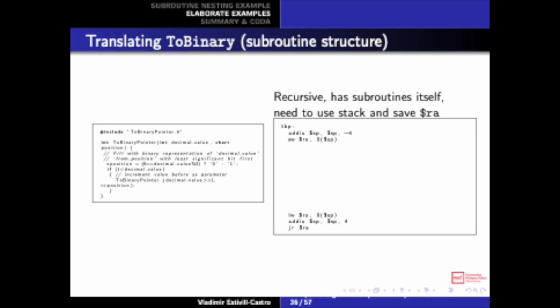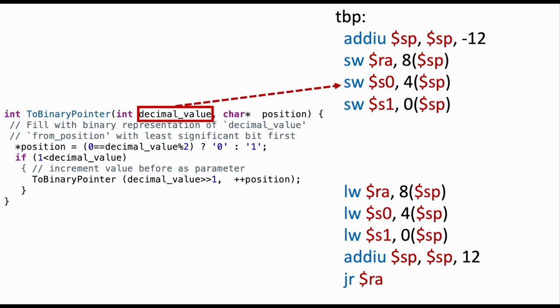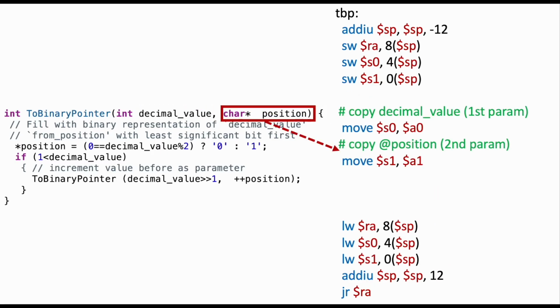The assembly version of the conversion to binary, with pointers, has the structure where we need to save the return address. It is recursive, and has 2 arguments. We place the parameters in S registers, so any further subroutines must respect them and release the argument registers for new parameters to recursive calls.